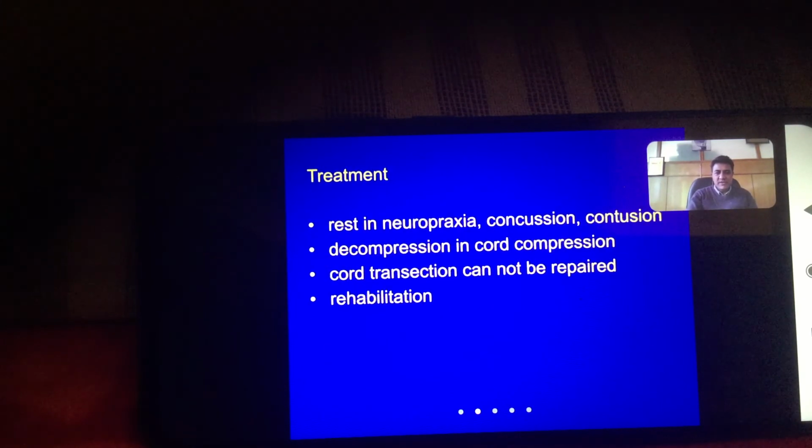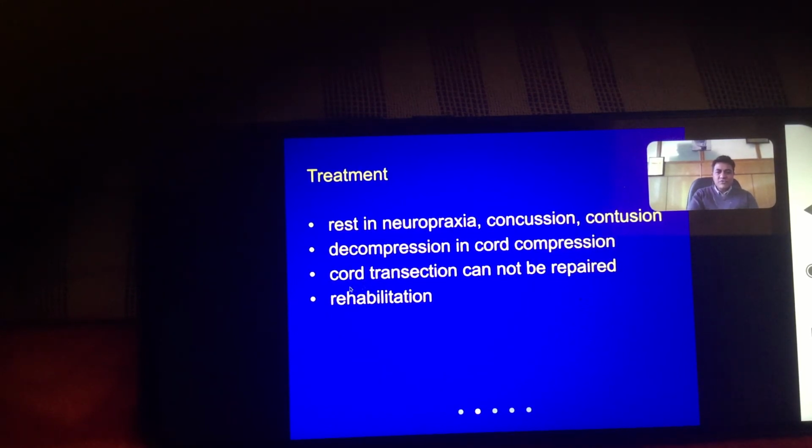This can be done. And the main treatment goal is rest in neuropraxia, contusion, where a little bit of hematoma is there, concussion, where a little bit of swelling is there. Neuropraxia is a transient loss of function of the nerve. Just give rest, it will recover. Decompression in spinal cord compression: if there is cord injury due to compression by the bone, a big fragment of bone, you have to remove that fragment, you have to decompress it to let the cord function properly.